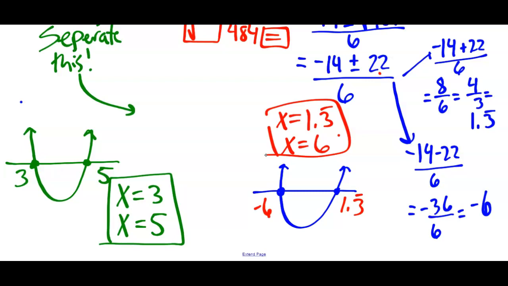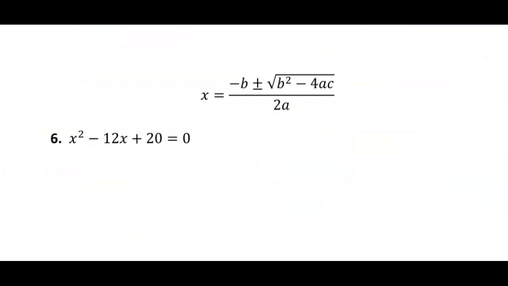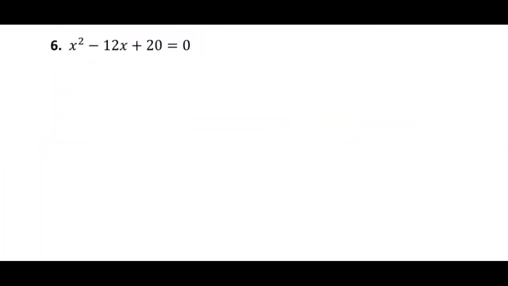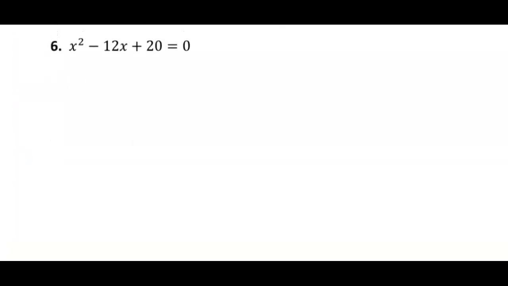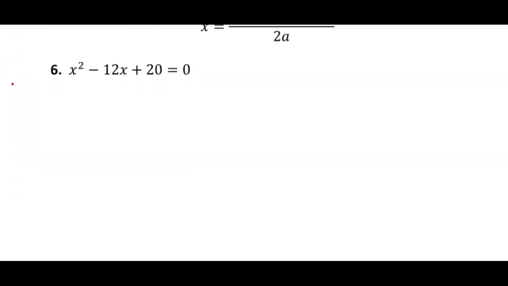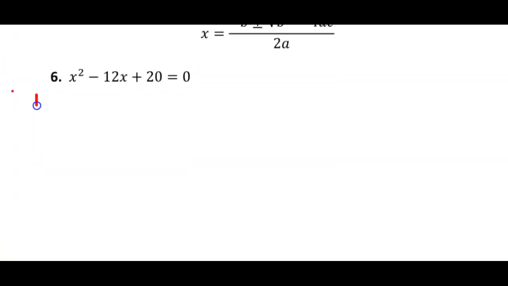All right, number 6, I'm going to identify your A, B, and C, okay? Here's your quadratic again. What's your A, B, and C? Well, 1 is my A, B is my negative 12, C is my 20. I'd like you to try this one, okay? Pause the video, try it, come back.